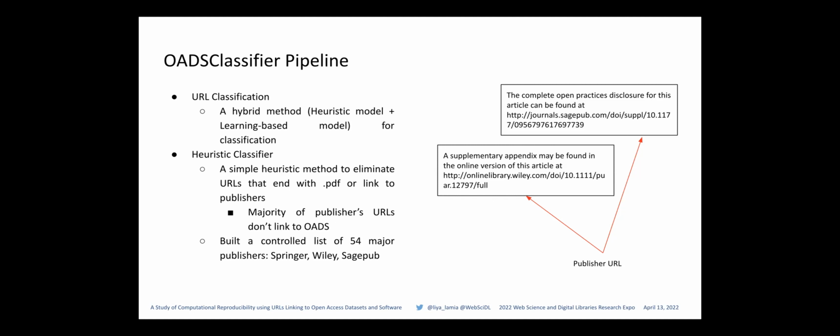So from that point of view, we built a control list of 54 major publishers, for example, Springer, Wiley, and SagePub. In our heuristic classifier, our target was to eliminate the URLs that end with .pdf or link to publishers. These are examples of publisher URLs. In the first sentence, the URL links to a publication published by SagePub, and the second one is another publisher URL, which is Wiley.